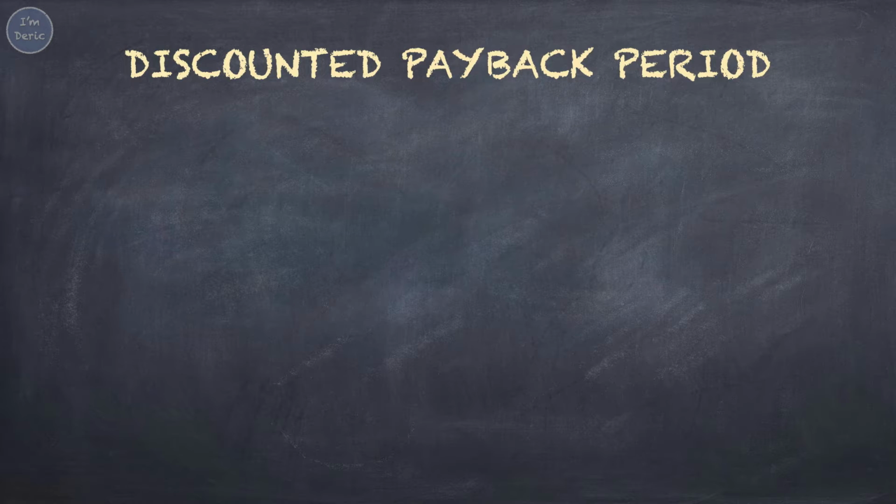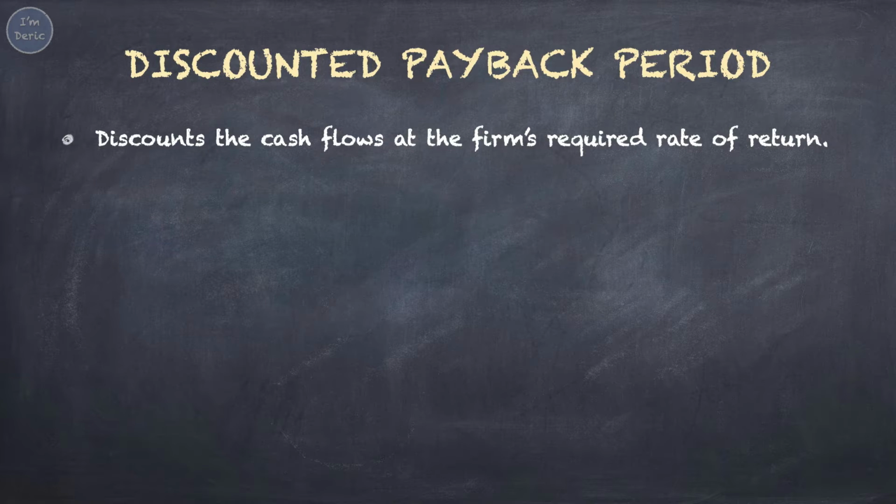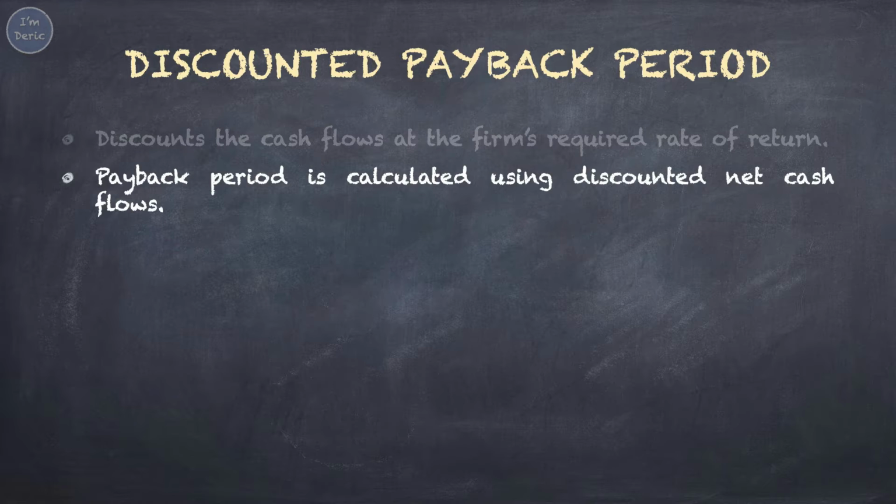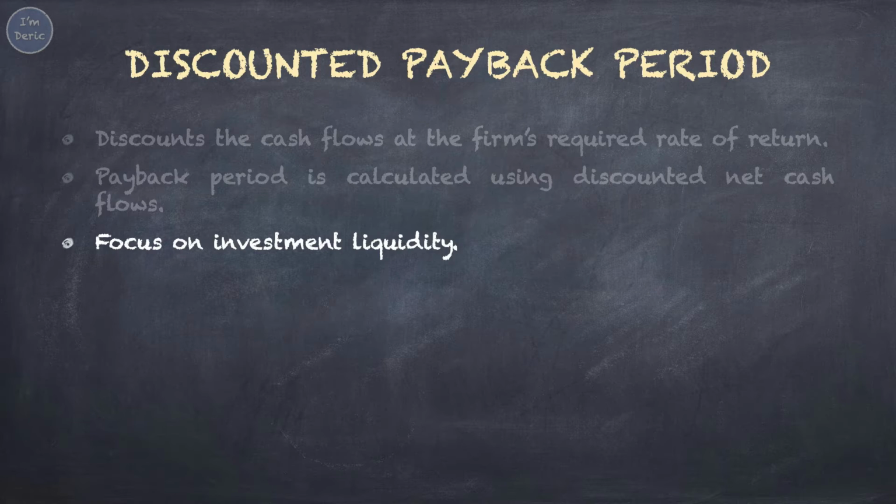Next, we have discounted payback period. This method will be similar to the normal payback period, but it will include one more factor, that's the required rate of return. Discounted payback period discounts the cash flows at the firm's required rate of return. In other words, payback period is calculated using these discounted net cash flows. Same as the normal payback period, discounted payback period's focus is on the investment liquidity. It tells us how long it takes to earn back the initial investment.